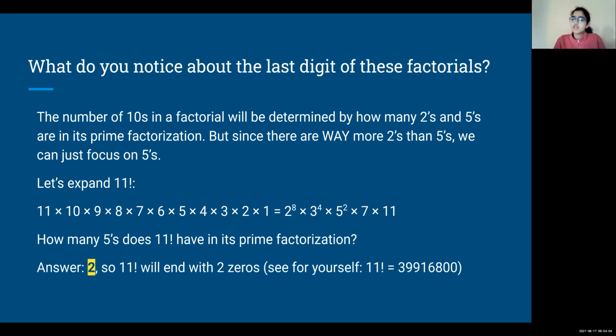So you can see this for yourself. 11 factorial is 39,916,800. So that ends in 2 zeros, as we can see. So 11 factorial ends with 2 zeros.